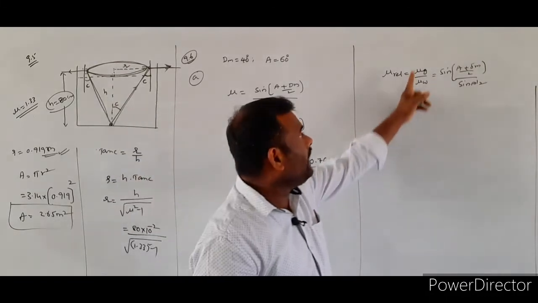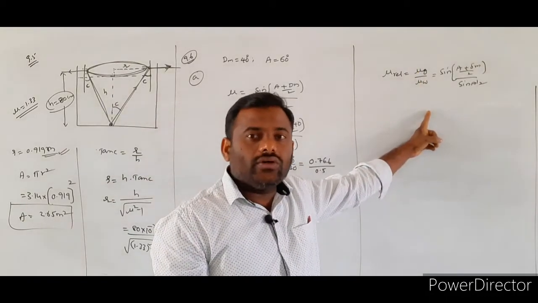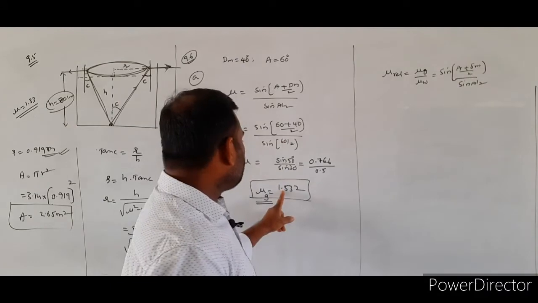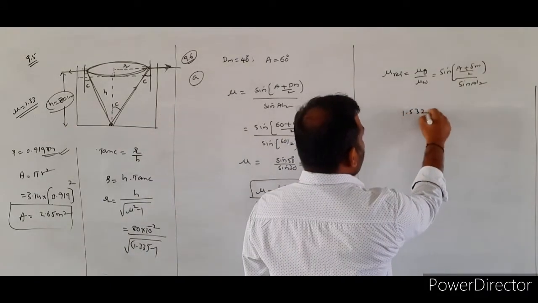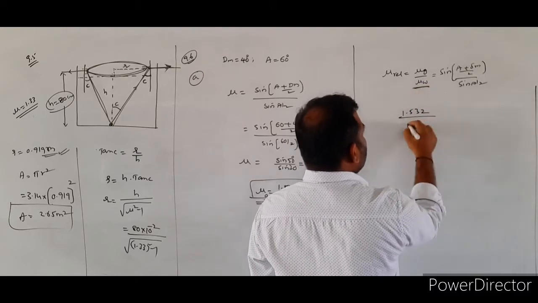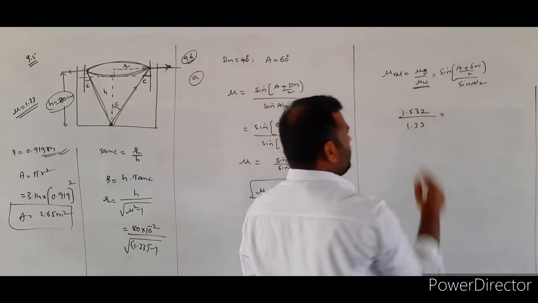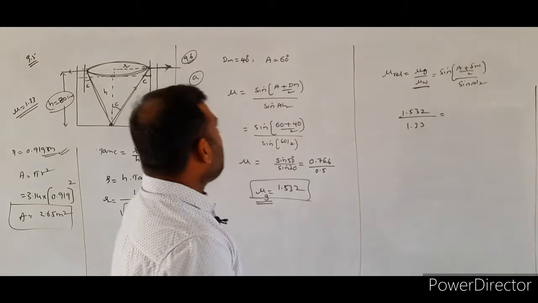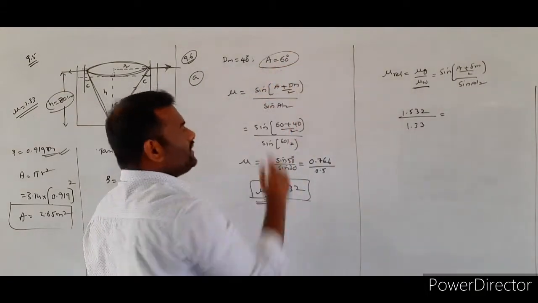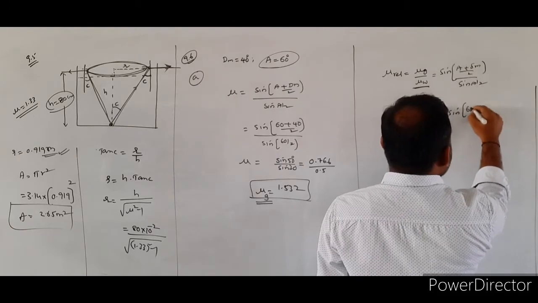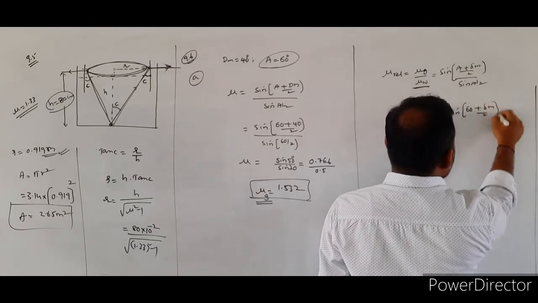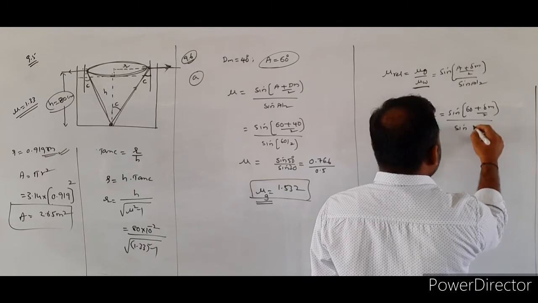Here they mentioned the relative refractive index. Already you know the refractive index of the glass, 1.532, divided by the refractive index of the water, 1.33. The angle of the prism value does not change, so it is sine of (60 plus delta m) by 2 by sine A by 2.